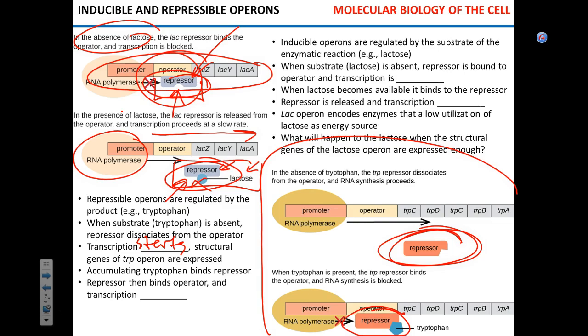Tryptophan levels will start to decrease until they reach the level at which there will not be enough tryptophan to form the complex with a repressor. So the repressor will start to dissociate, and the genes will be expressed again. Does that make sense? So in case of a repressible operon, it is regulated by the product. In the absence of the product, the repressor is dissociated from the DNA, and transcription can occur. But in the presence of the product, the complex between the repressor and the product binds the operator and transcription stops.